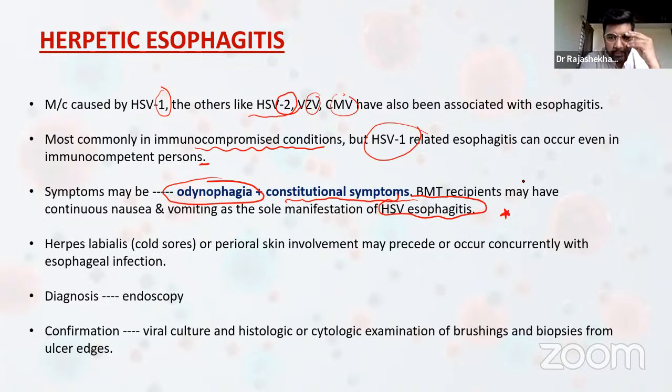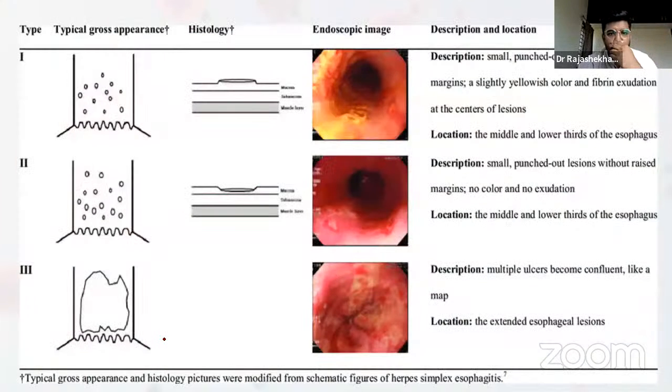If a bone marrow transplant patient is coming with recurrent nausea and vomiting, even without odynophagia, you need to suspect herpes simplex esophagitis. And herpes labialis, that is cold sores or perioral skin involvement, can precede or occur concurrently with the esophageal infection. The diagnosis is basically by endoscopy, and how will you confirm this? You'll confirm by viral culture or histological and cytological examination from the brushings and biopsies from the ulcer edges. So this is how ulcers of herpes simplex usually appear.